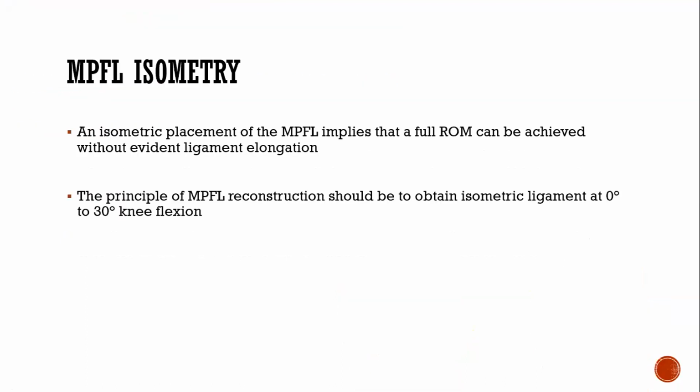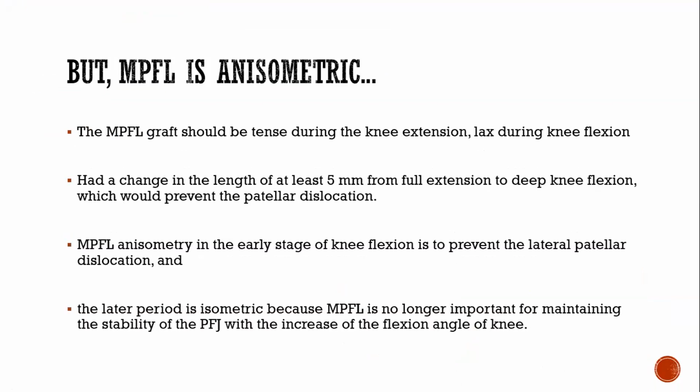Coming to MPFL isometry, isometric placement of MPFL means that full range of motion can be achieved without any evidence of ligament elongation. And the principle of reconstruction is to obtain an isometric ligament at 0 to 30 degrees of knee flexion. But the MPFL graft should be tense during knee extension and lax during knee flexion, as described previously.